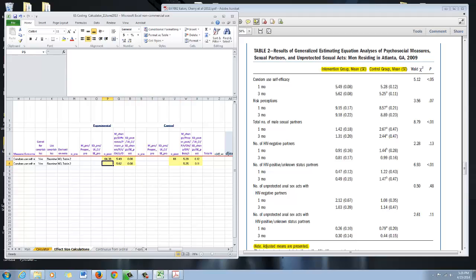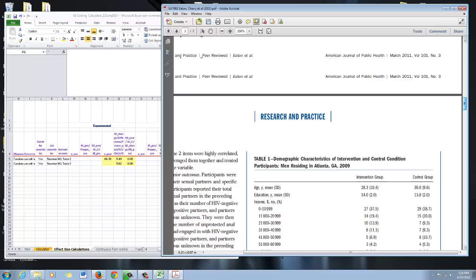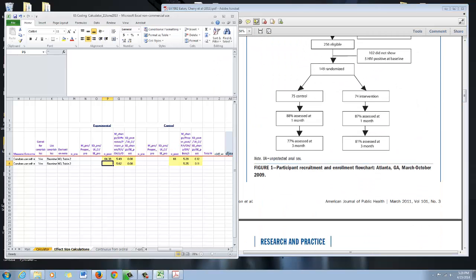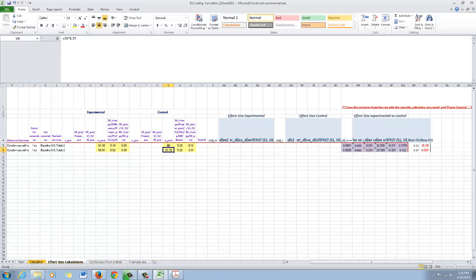And to get our sample sizes, once again, we're going to scroll back up, and we're going to estimate from here. Intervention group, 81% of the 74 attended the 3-month follow-up. So 74 times 0.81. It's going to give us about 60 people. And 75 for the control times 77% assessed at 3-month. So times 0.77. It's going to give us approximately 58 people. And now you have that row complete.